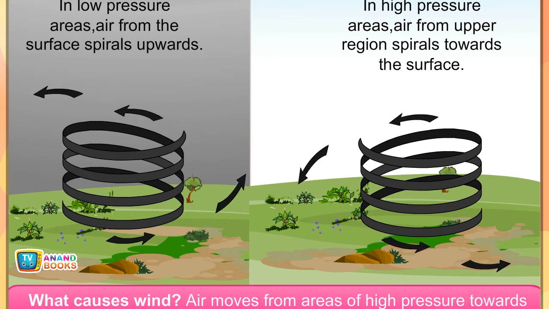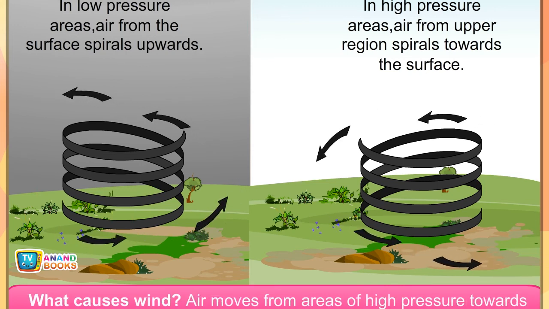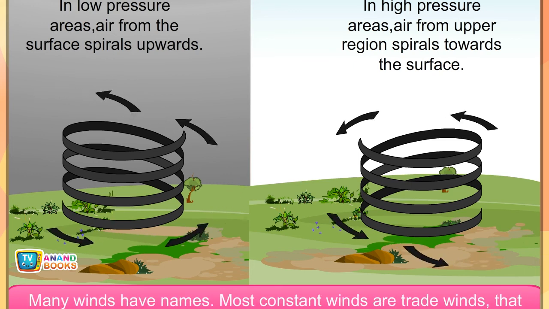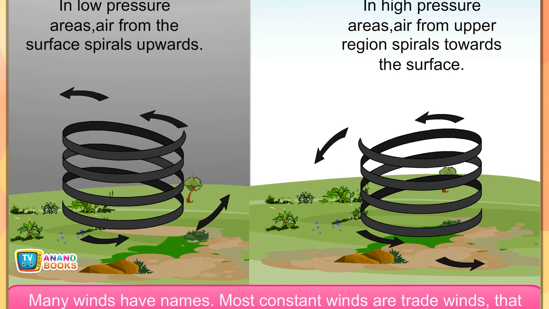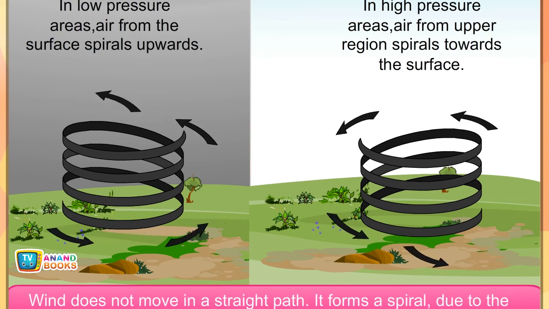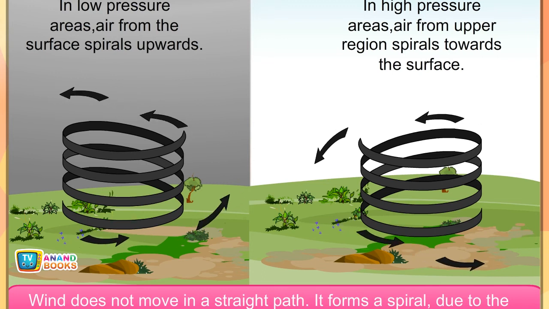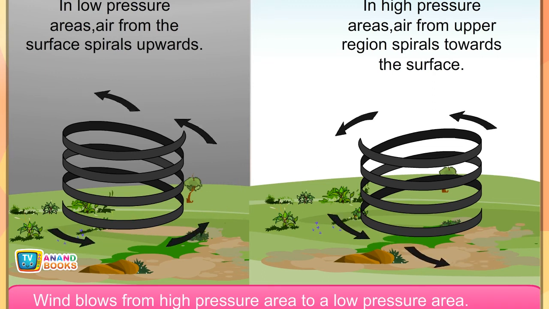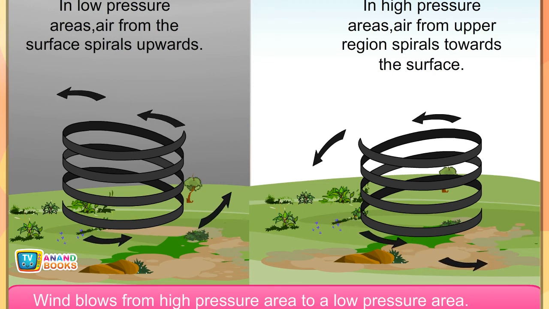weather. What causes wind? Air moves from areas of high pressure towards areas of low pressure, causing wind. Many winds have names. Most constant winds are trade winds. They blow towards the equator throughout the year. Wind does not move in a straight path. It forms a spiral due to the rotation of the earth. Wind blows from high pressure area to a low pressure area.